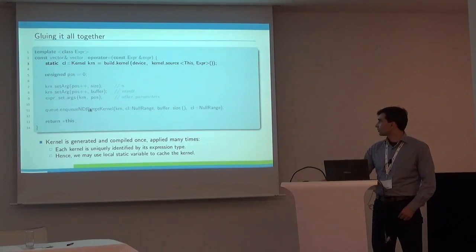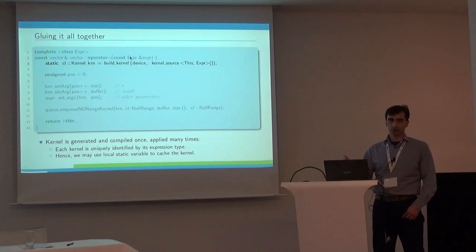I already covered this. So yes, due to this trick with the local static variable, the kernel is only generated and compiled once and applied each time. And we can do this because this kernel only depends on the type of the expression that you have as an input parameter. So when you call this assignment operator with a different type, it will generate a different kernel, and it will be cached in a local static variable of a different instance of this assignment operator.